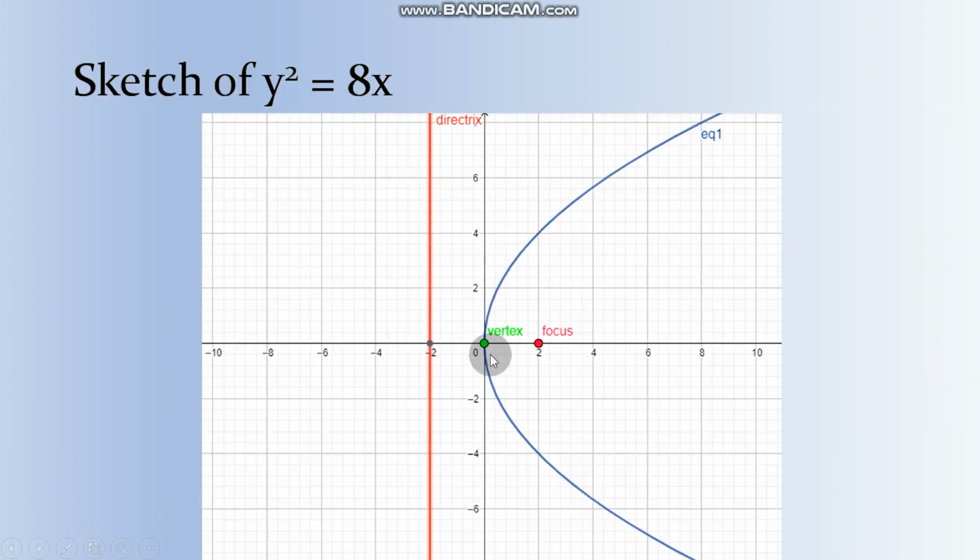So, here it is. It opens to the right. (0, 0) is the vertex. The focus is 2 units to the right of the vertex, so positive 2. And the directrix is 2 units to the left of the vertex, and this is the vertical line. The equation of this is x is equal to negative 2. So, remember, when the directrix is vertical, it is x is equal to something. When the directrix is horizontal, it is y is equal to something, either a positive or a negative number, depending, of course, on where it is positioned.